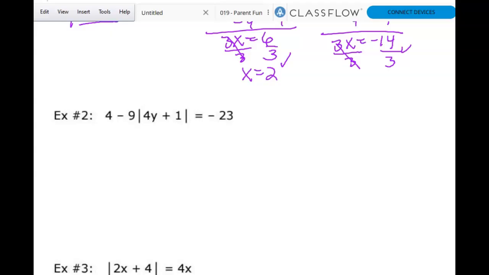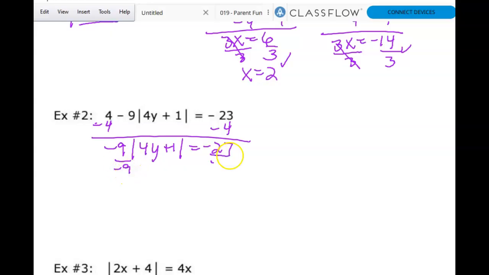So how do I get rid of the 4? Right, it's a plus 4, so we're going to subtract 4. And now I want to isolate the absolute value, so I'm going to divide by negative 9. Can I make the 2 equations now?